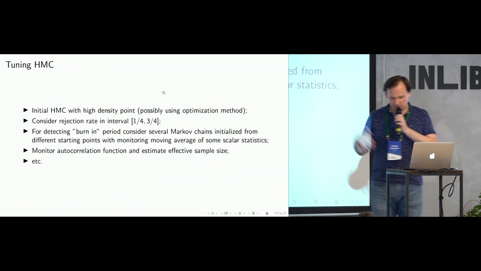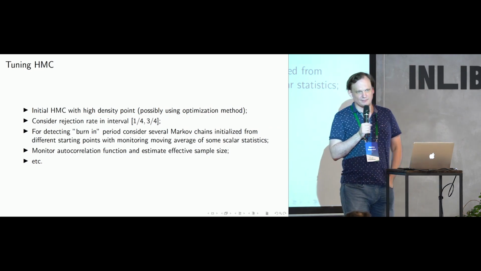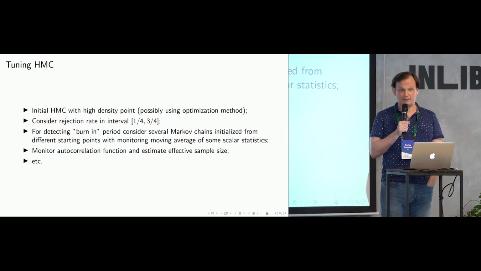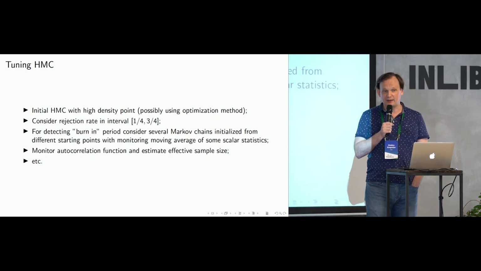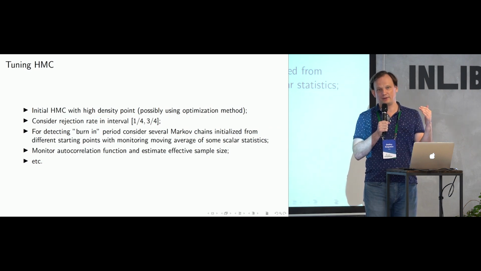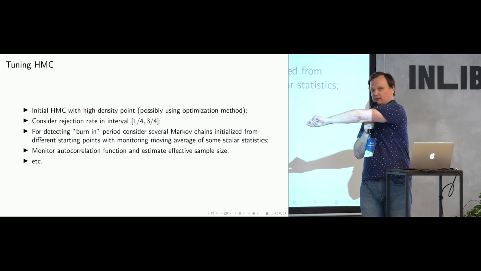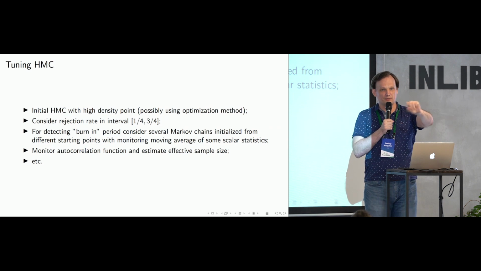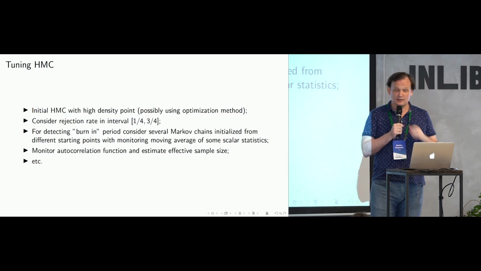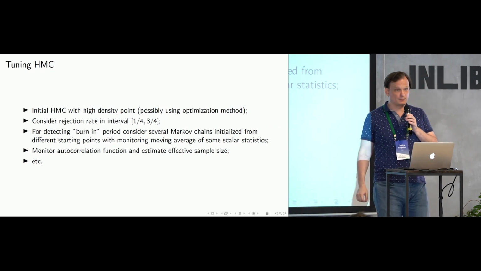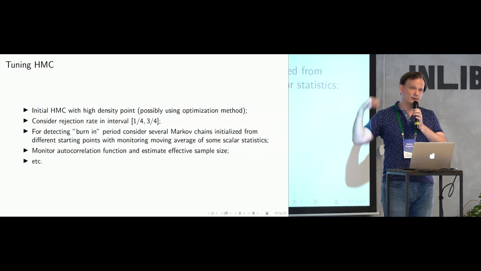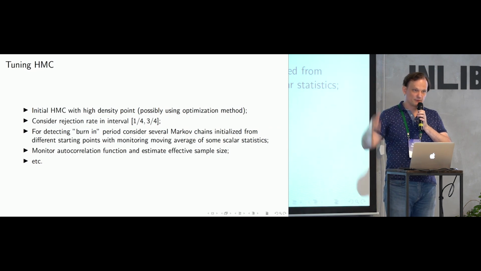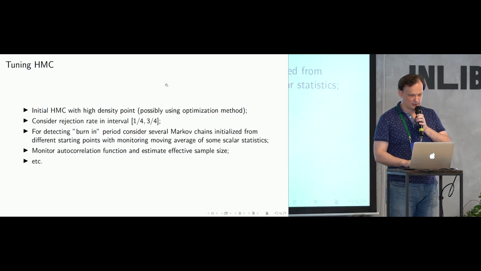And there is a list of practical tricks that people usually use when they tune a sampler. The first thing is that it is usually much better to initialize your sampler with a point with a high density value. If your density is somewhere here and you start from this point, it would require a huge number of steps just to come to the area with high density points. In some cases, you can provide these points yourself, but in many other situations, people just use an optimization method. They start from an arbitrary point, go to the mode of the distribution, or to some point close to this mode, and then initialize the sampler from there.